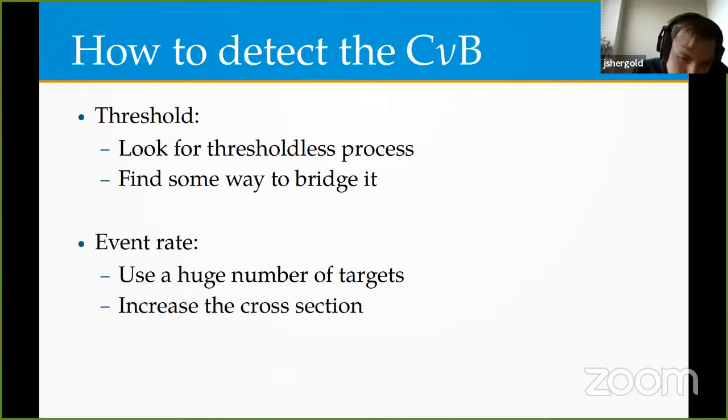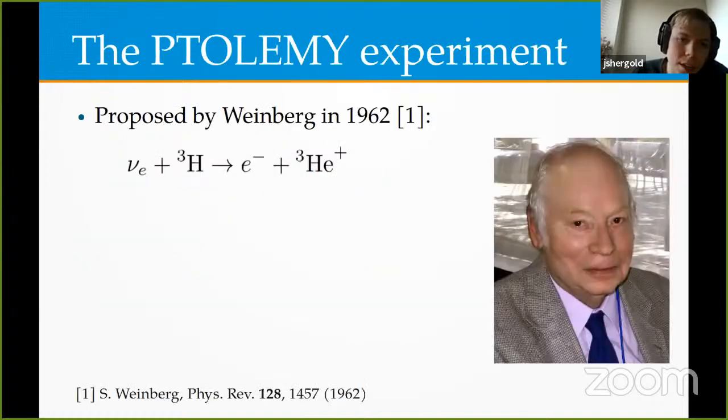Alternatively, we can be a bit smarter and we can try and find a process with a bigger cross-section or with a bigger rate. And the things I'm going to show you today use some sort of combination of these things. Some of them use thresholdless processes, some of them use a big number of targets, and so on and so forth. So the first idea I'd like to go through is the Ptolemy proposal.